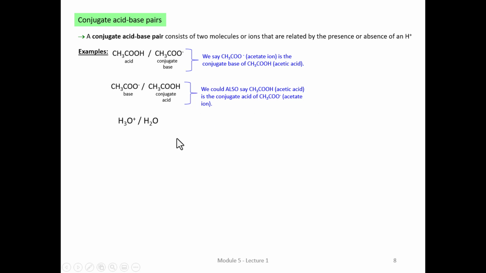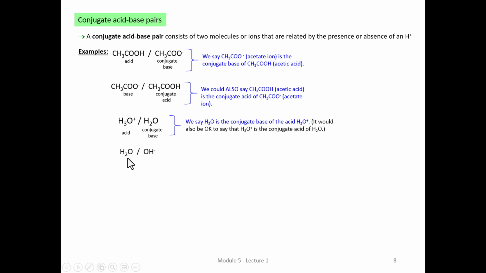Let's look at another example. The hydronium ion, which we'll label naturally the acid, and we'll say its conjugate base is water, because the relationship between these two is that the hydronium ion is water with an H plus, so it has an H plus. H2O is missing that H plus, so we have a conjugate acid-base pair. So we'd say that water, H2O, is the conjugate base of the acid H3O plus. It would also be okay to say that H3O plus is the conjugate acid of H2O.